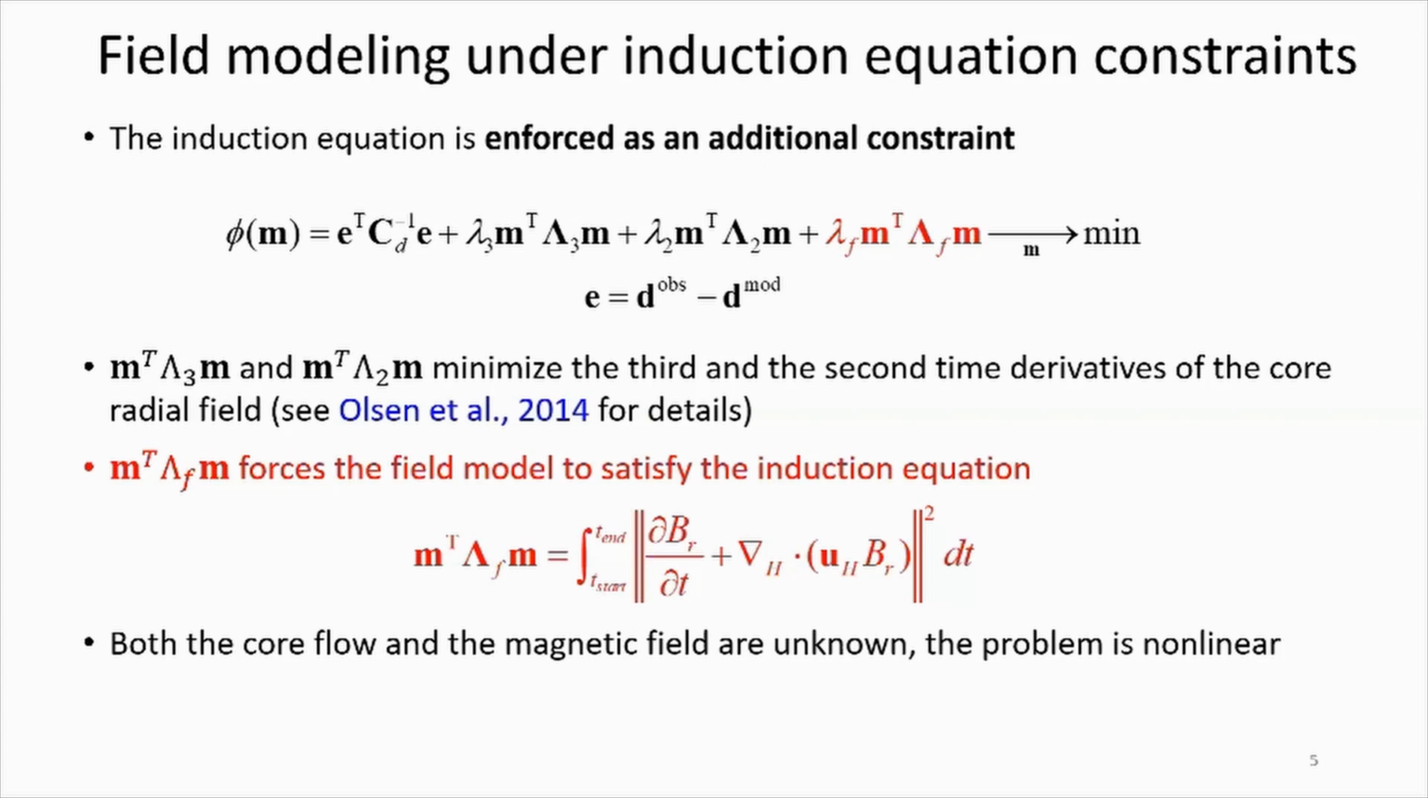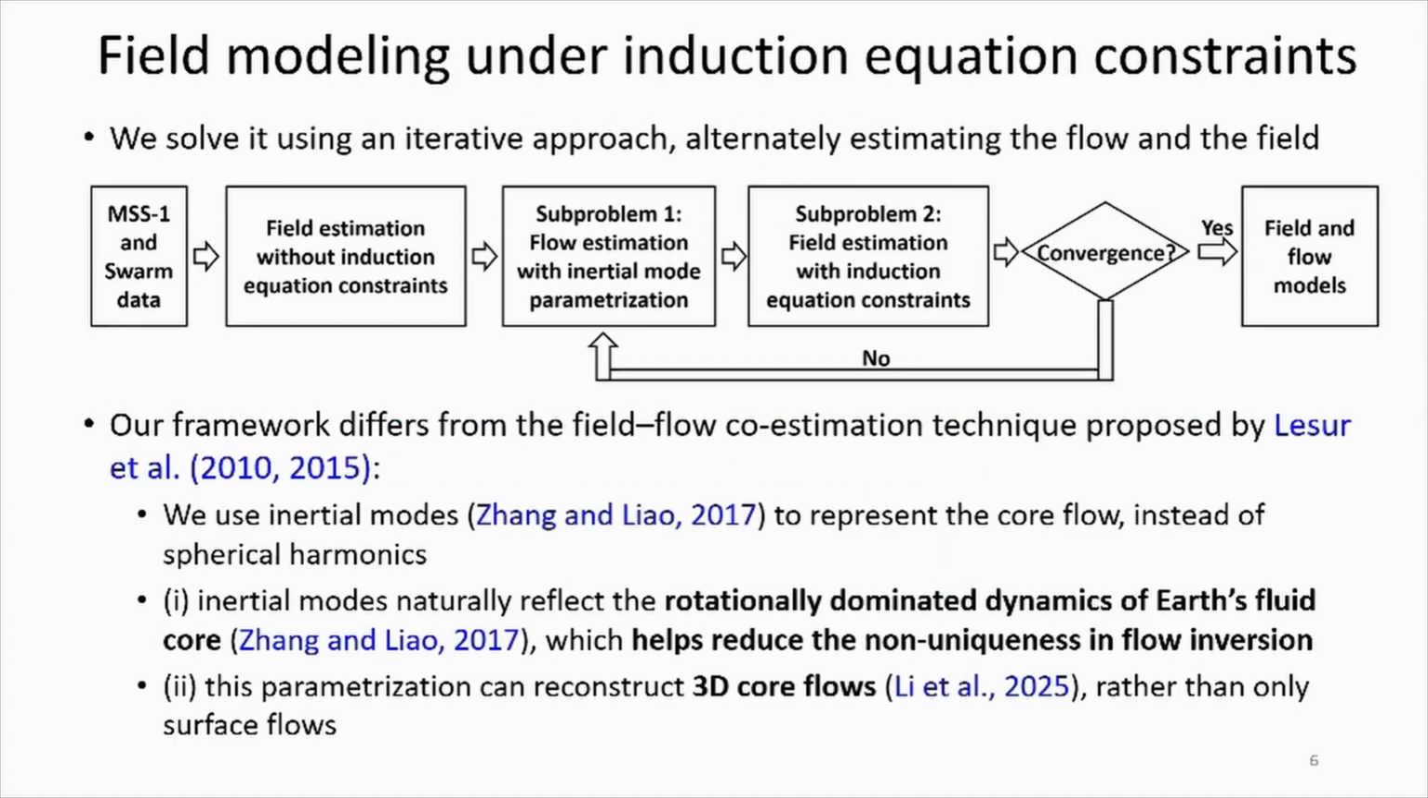It includes the integration of the magnetic induction equation, also at the core-mantle boundary. Here we can see the core flow and the magnetic field are both unknown, so this problem is nonlinear. To solve this problem, we apply an iterative approach, and this approach alternately estimates both the flow model and the field model.